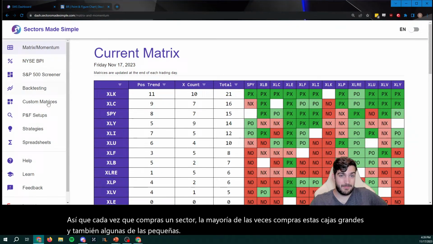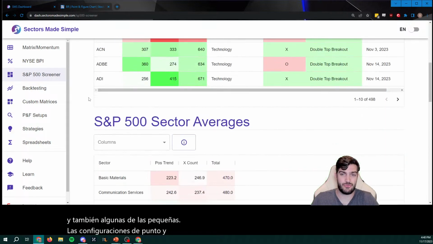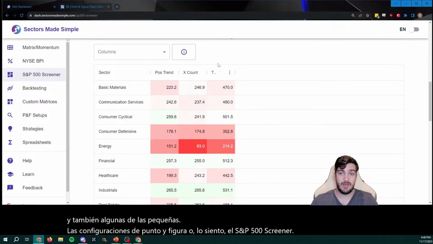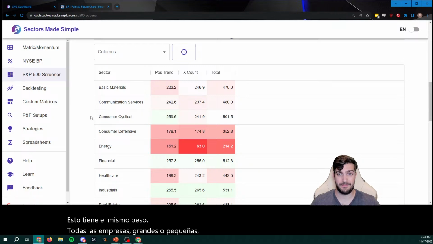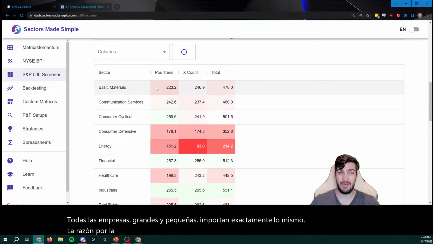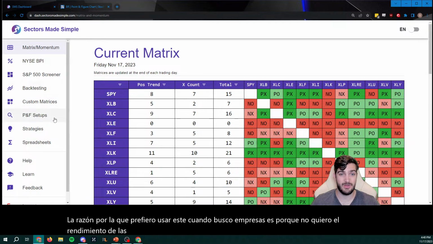In contrast, the point and figure setups, the S&P 500 screener. Here, this is equal weighted. Every company, big to small, matters the exact same amount. The reason I prefer to use this one when I'm looking at companies is because I don't want the performance of the biggest company to influence my decision.